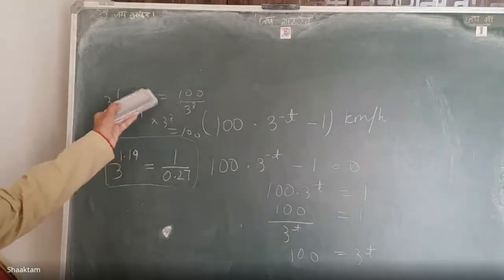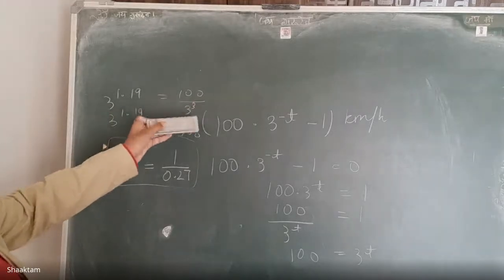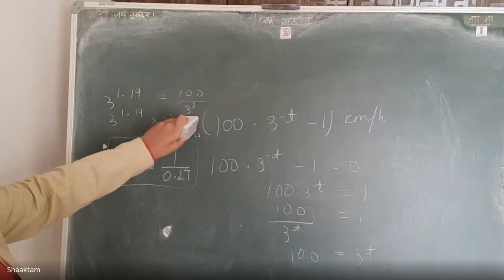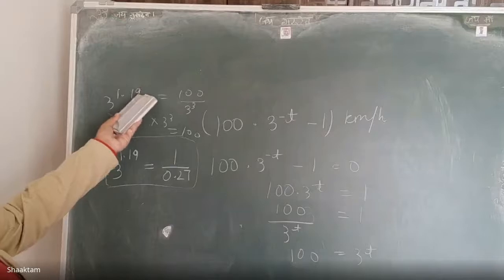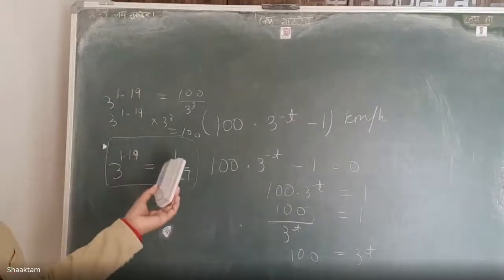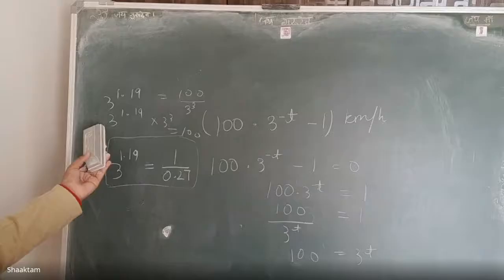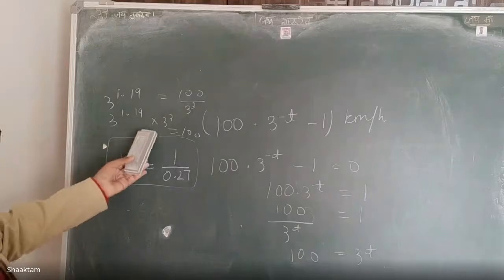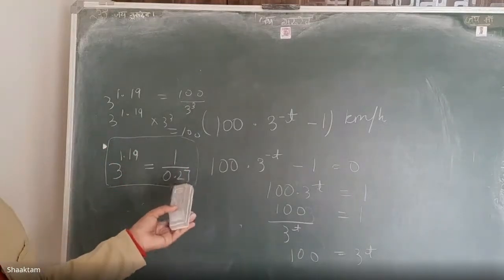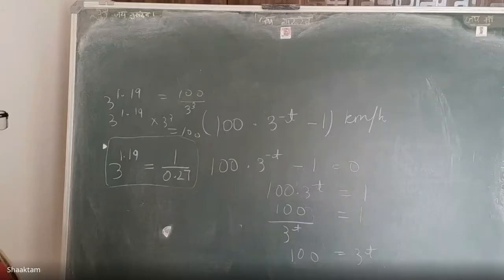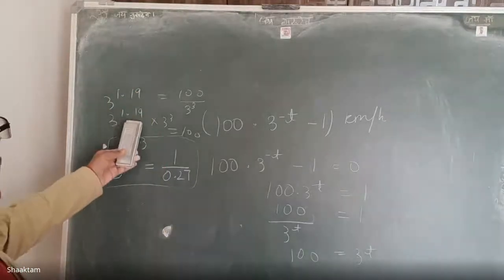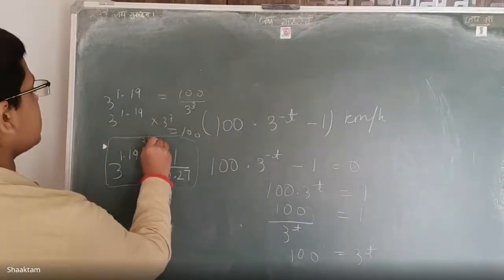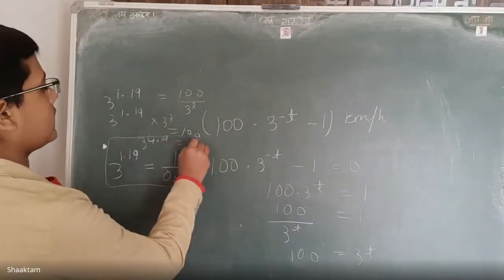So, if I multiply 3 raised to 3 on each side, I'm cancelling the denominator on the right hand side. But I also have to multiply 3 raised to 3 to the left hand side, correct? So, that's what I've done. 3 raised to 1.19 into 3 raised to 3 is 100. Now you know by the first law of exponents that you can add 1.19 and 3, you get 3 raised to 4.19 is 100.